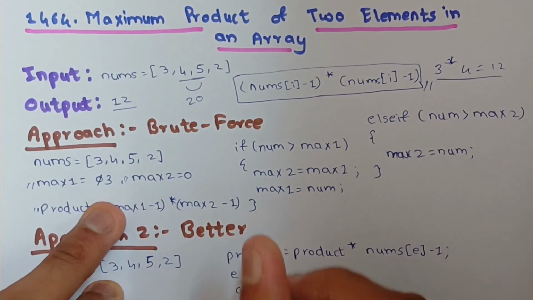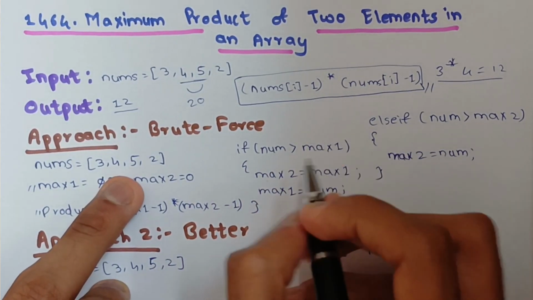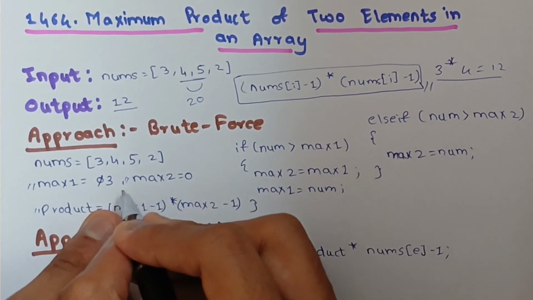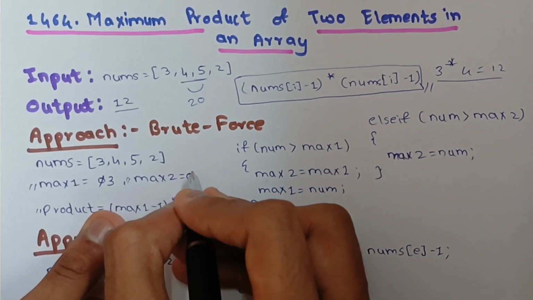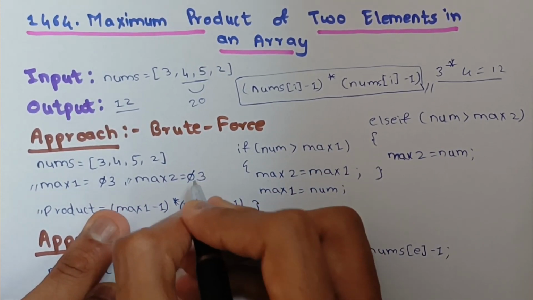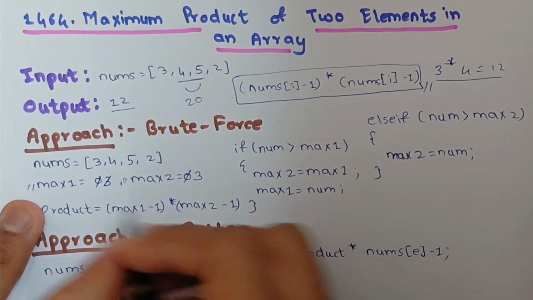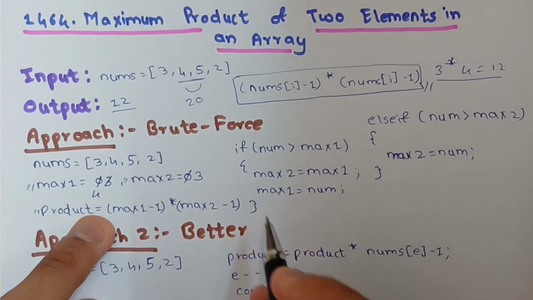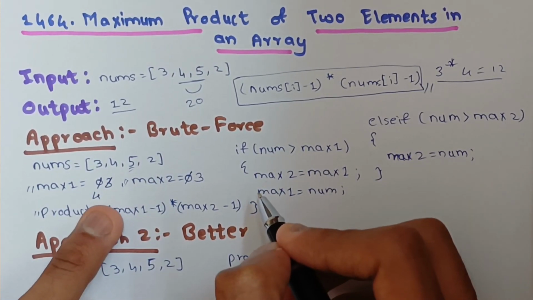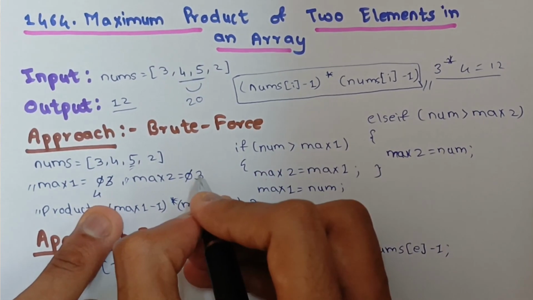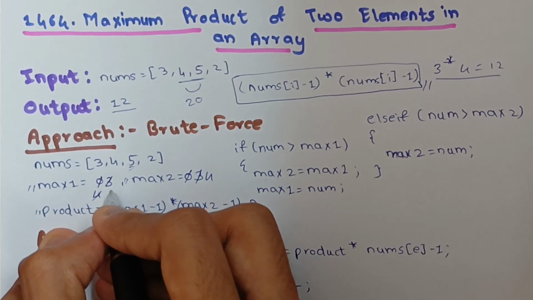Now in the next iteration, number 4 will come. 4 is greater than maximum 1, since 4 is greater than 3. So in maximum 2, maximum 1 will be stored, so 0 will go and 3 will come here, and in maximum 1 num will be stored, meaning 3 will go and 4 will be stored. Now again we will iterate and 5 will come. Is 5 greater than maximum 1? Yes, 5 is greater than maximum 1, so in maximum 2 we will store 4, and in maximum 1 we will store the element 5.